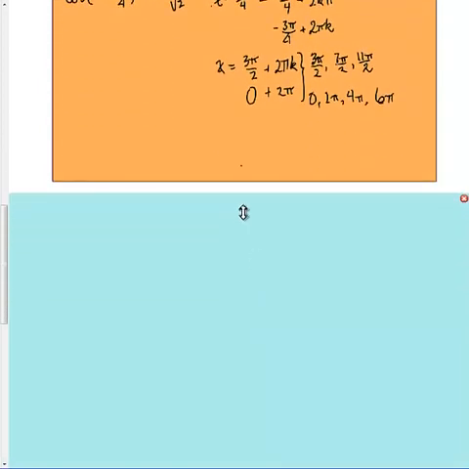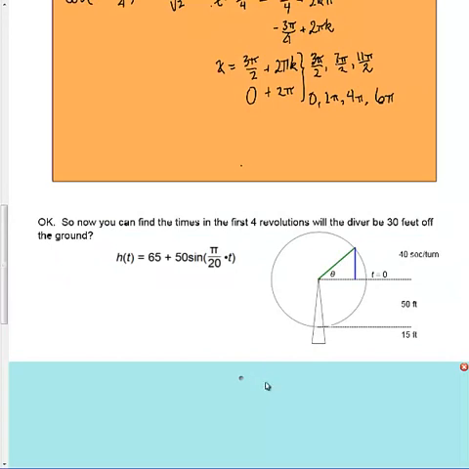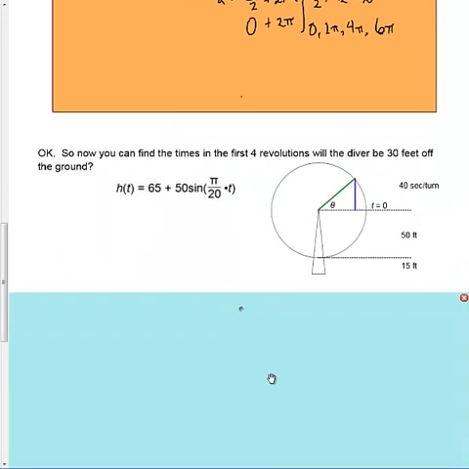Okay, let's look at another one. This time we've got our Ferris wheel. We're going to go back to that and ask the question, can you find the times in the first 4 revolutions when the diver will be 30 feet off the ground? Now, in one of my classes in the E-block, we looked at this one before, so I'm going to go through it again. If you're in E-block, you can skip it if you feel comfortable, but also you could just work it through with me here.